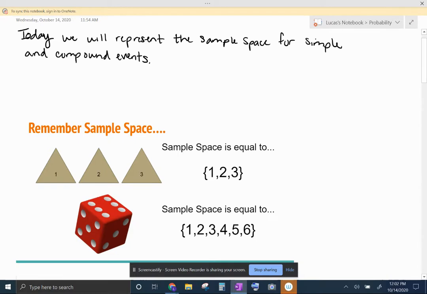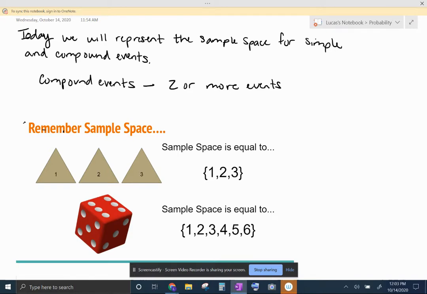But we also have things called compound events. Compound events are where they have two or more events, and we have to find the probability that one outcome will happen in these two or more events. And this will make more sense as we're going through it. But I need you to understand what compound events mean. So we'll go right into this.